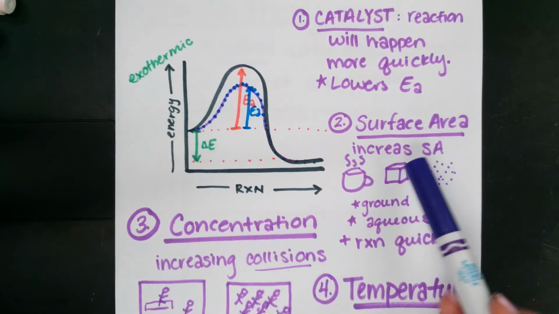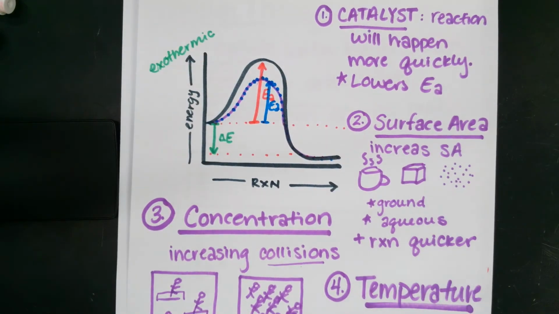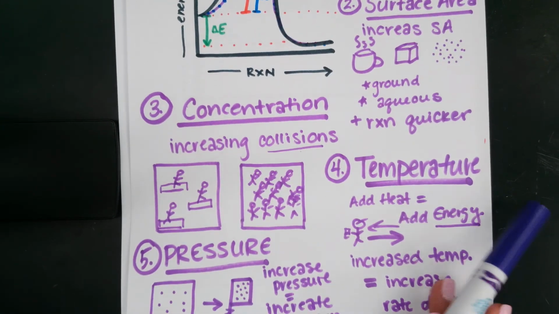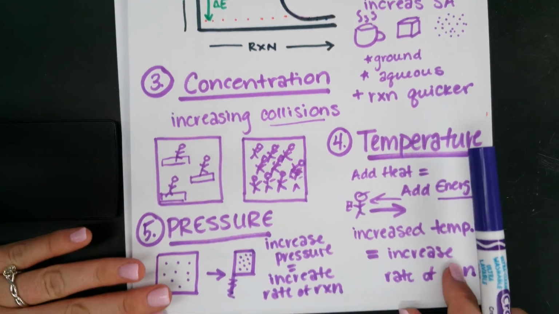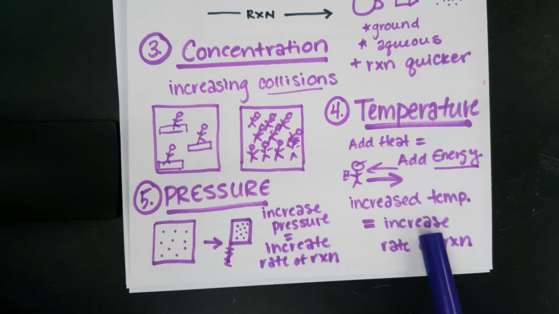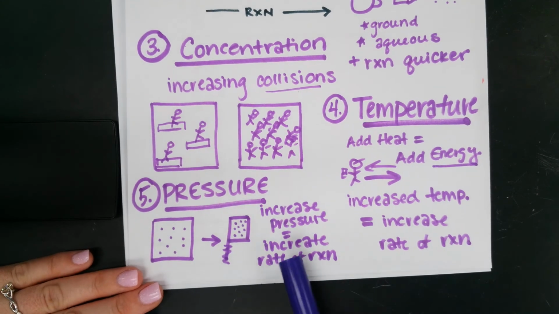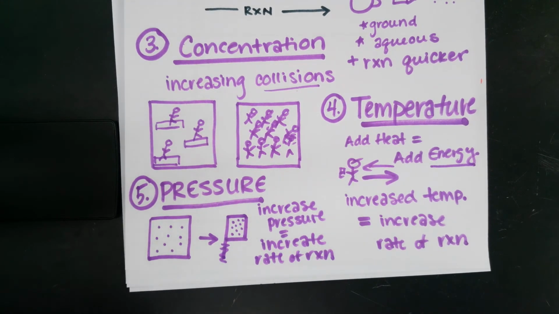The second one, surface area. Increase that surface area and the reaction will happen more quickly. Increase concentration, increase rate of reaction. Increase temperature, increased rate of reaction. And increased pressure is an increased rate of reaction.